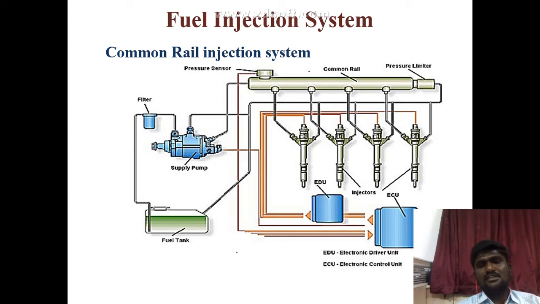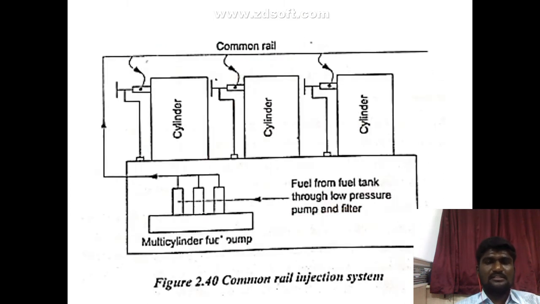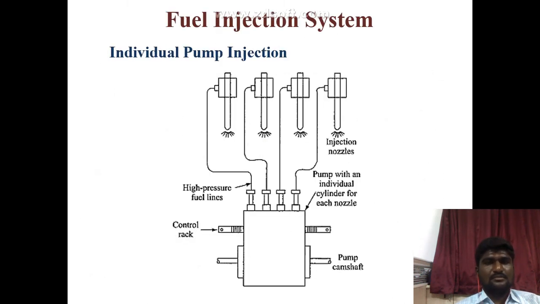In this system, a multi-cylinder high pressure pump is used for supplying the fuel at a high pressure to the common rail or header. Some metered quantity of fuel is supplied to each cylinder from the rail, right? That is called the metered quantity of fuel. So the second one is called the individual pump injection system. This is the common rail injection system that we gave in the box.